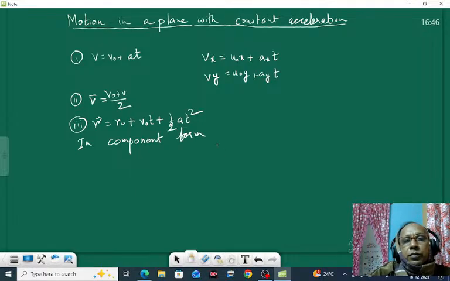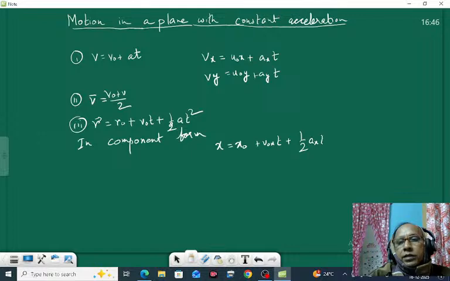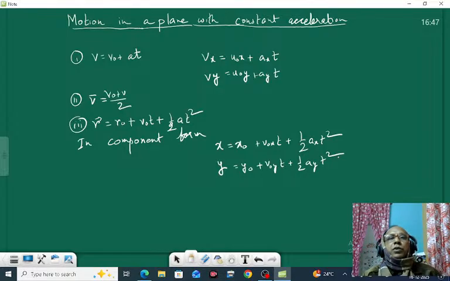In component form, x is equal to x0 plus v0x t plus half ax t square, and y is equal to y0 plus v0y t plus half ay t square. These are the formulas we get for motion in a plane with constant acceleration.